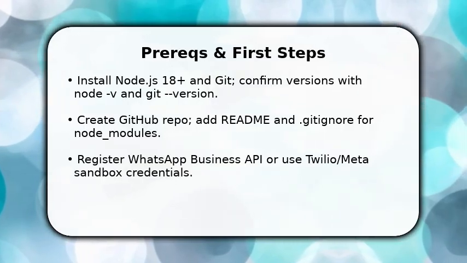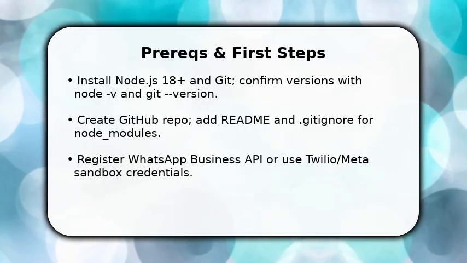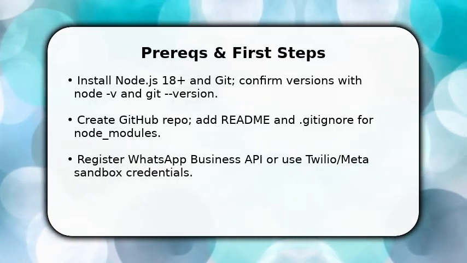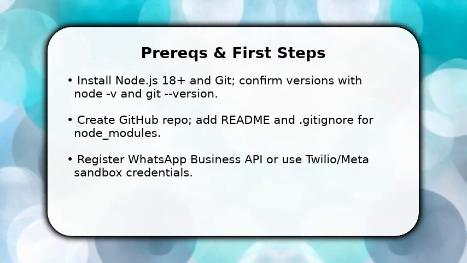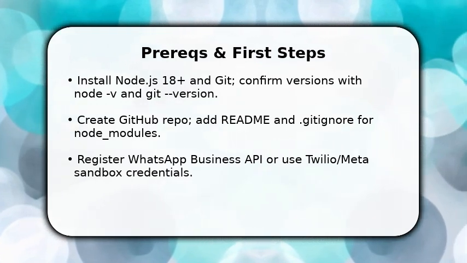Once done, scaffold a Node project with npm init, install Express and a WhatsApp SDK, and commit your package.json so your repo reflects the project baseline.